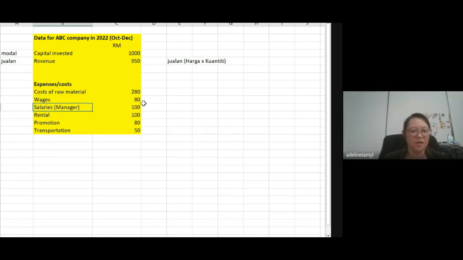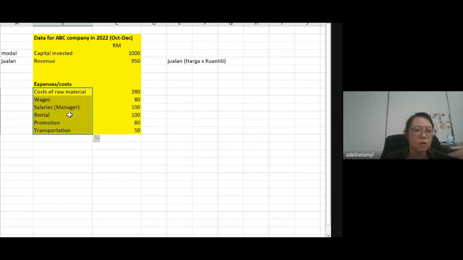Normally salary, for example, is fixed. Rental is also fixed. Promotion like marketing, 80 ringgit. Transportation, 50 ringgit. So we collect all the data about all the expenses. If you don't have this, you can just delete it. If you have more expenses, you can add on the list, until you copy down all the expenses.